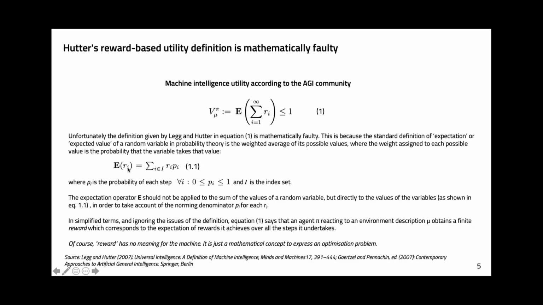you should calculate the expectation of the variable, which is the reward, by summing the product of the probability with the variable. And here they don't do this. They take the expectation of something that is already summed up. It's funny, because if you wanted to implement this, it's not implementable, because it's mathematically wrong, which I found quite interesting. In other words, the operator E of the expectation has to be applied not to the sum of the values of a random variable, but directly to the values of the variable, as shown here in this equation. Otherwise, you cannot take account of the norming denominator.